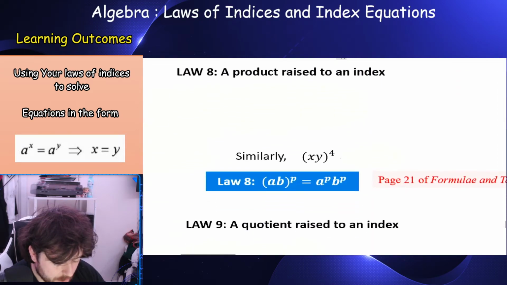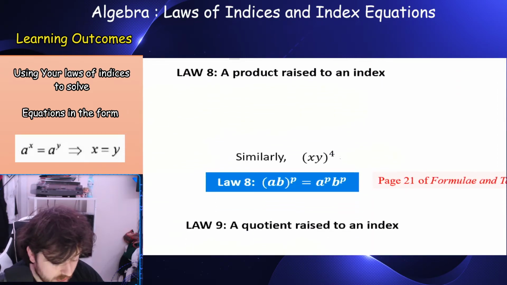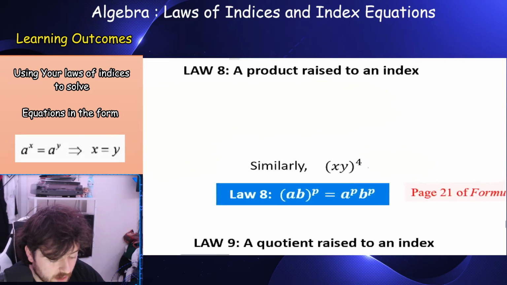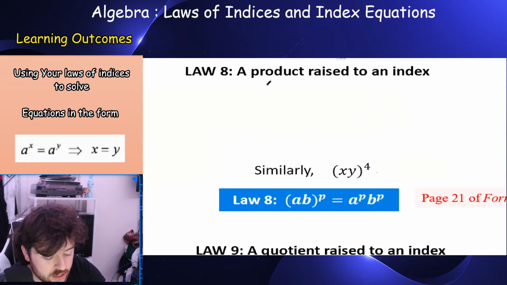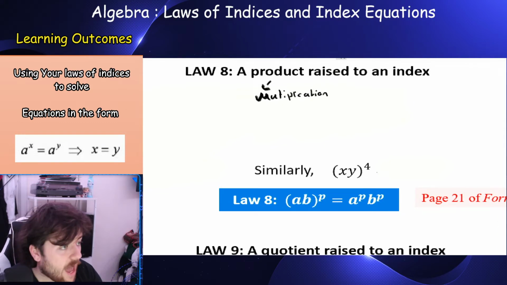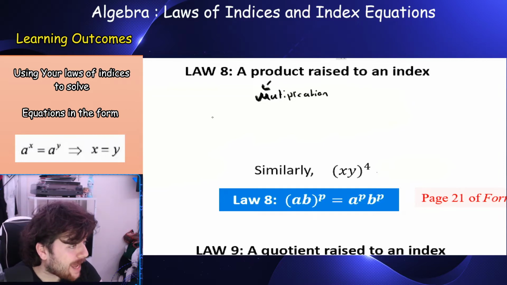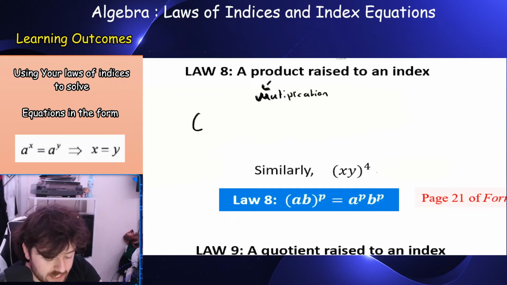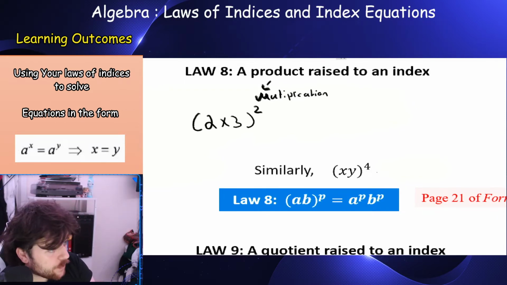Okay, a product raised to an index. So a product, remember, is just another word for a multiplication. And what are we saying here? So law 8 would be, if I have a multiplication to a power, say, for example, I have 2 times 3 to the power of 2.